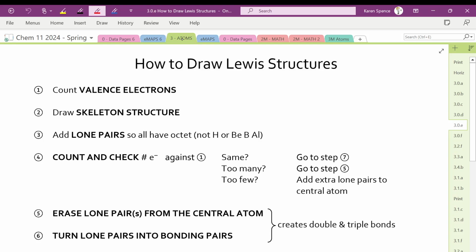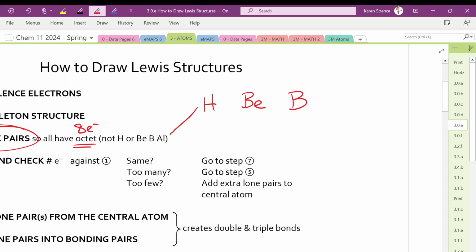Okay? All right, so we draw our skeleton structures. And then we check to see if everybody has 8 electrons. But we add lone pairs so that everybody has an octet. How many is an octet? 8 electrons. Who doesn't want 8? Hydrogen. The other ones are beryllium, boron, and aluminum.